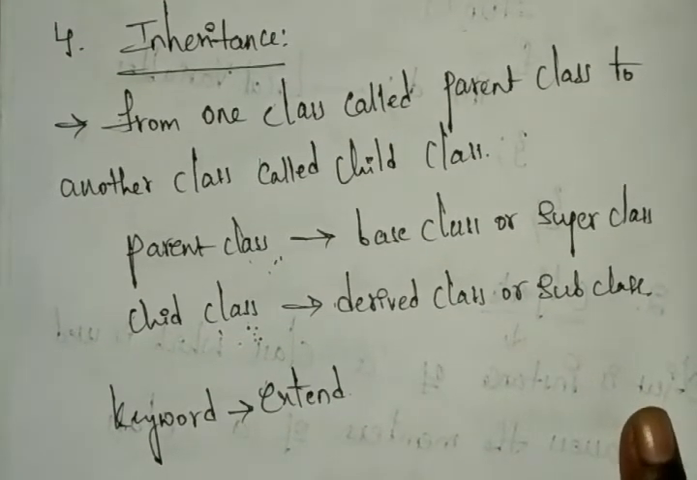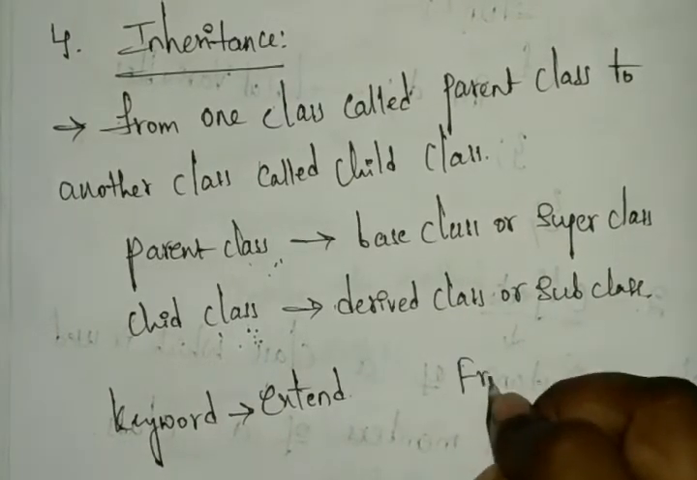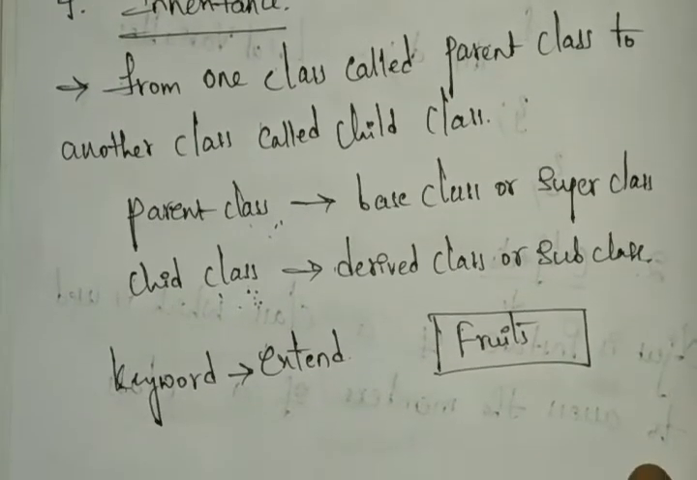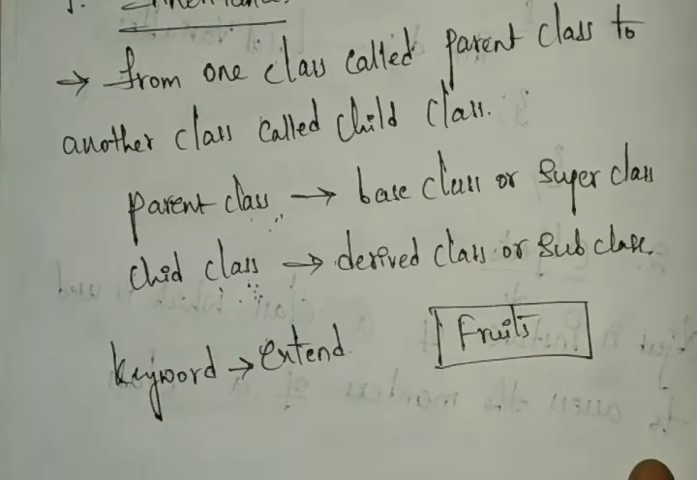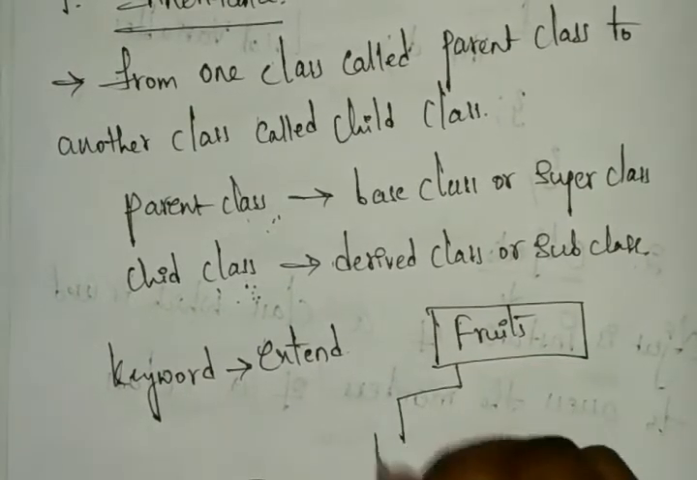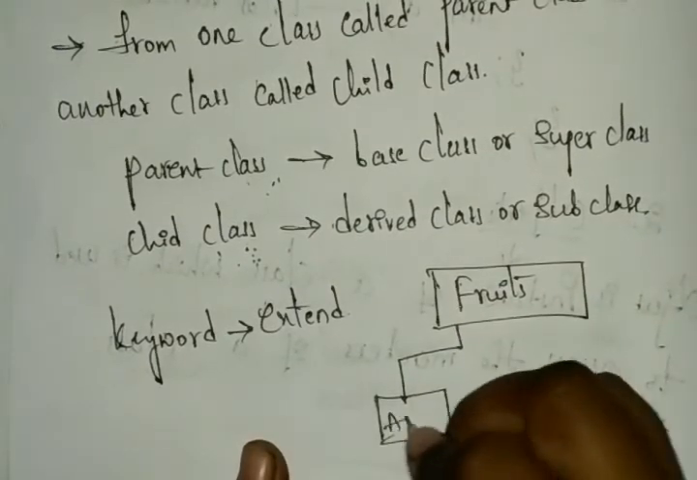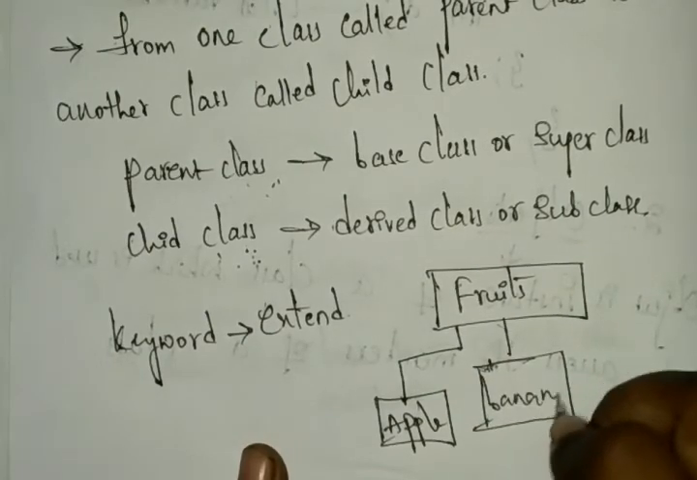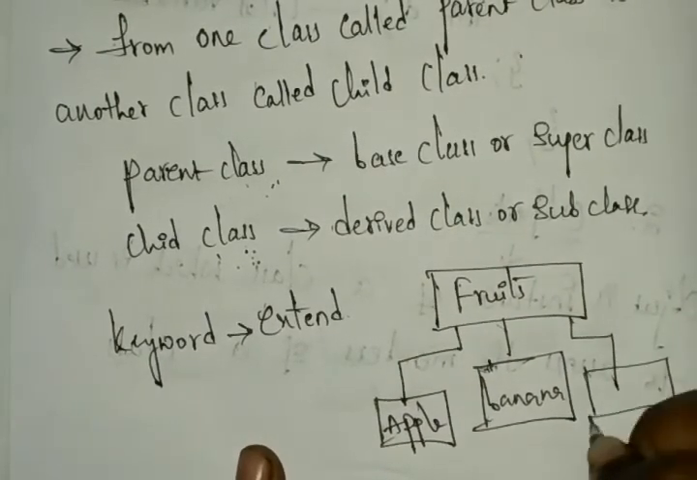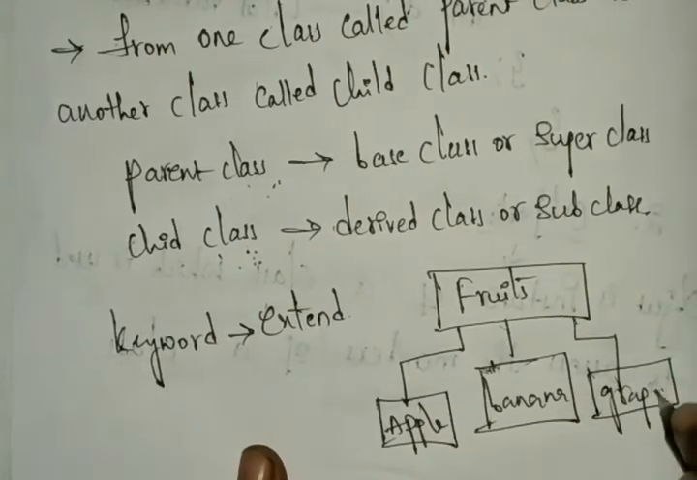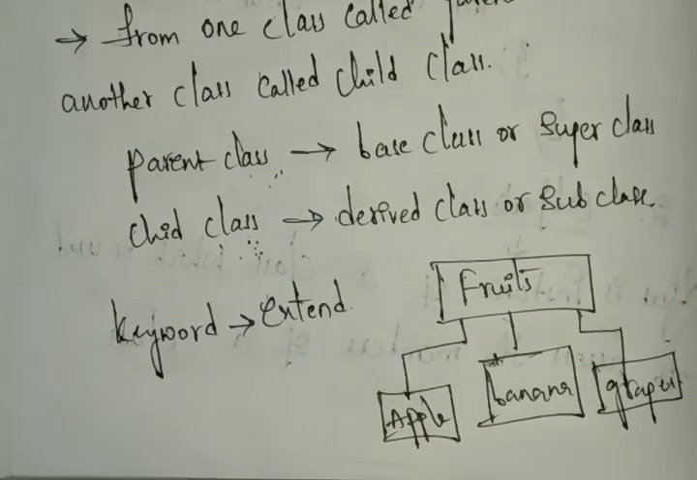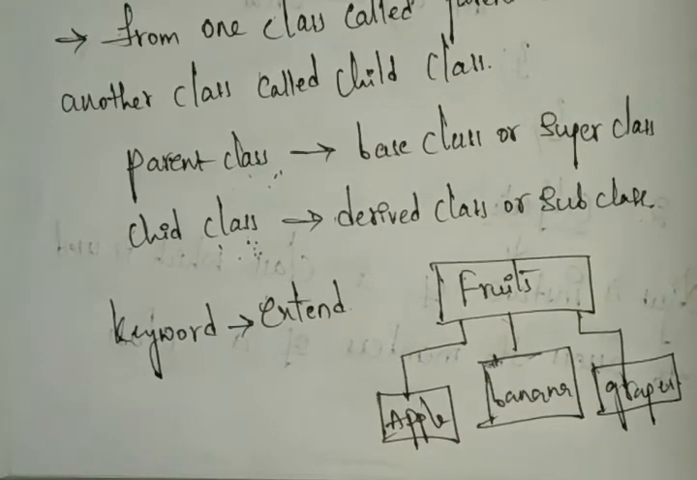Suppose, for example, I'm choosing fruits. Fruit is the parent class. This fruit has several fruits, right? Like you can choose apple, banana, and grapes. Many fruits you can choose here. So fruit is our parent, and whatever fruit names you have, those are our child classes.